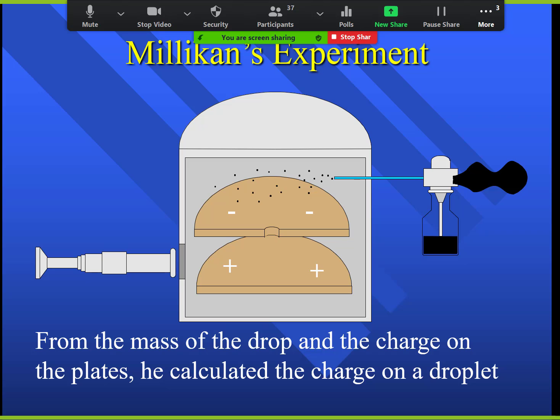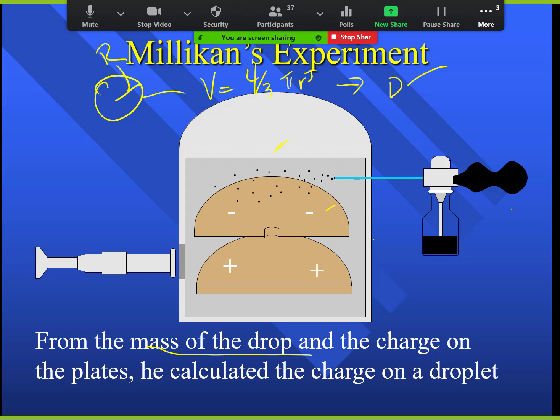Okay, so from the mass of the drop. Whoa, where did the mass of the drop come from? Well, he had a drop, he could measure its radius. And from its radius, he could find its volume. And using density and volume, he could use that to find mass.